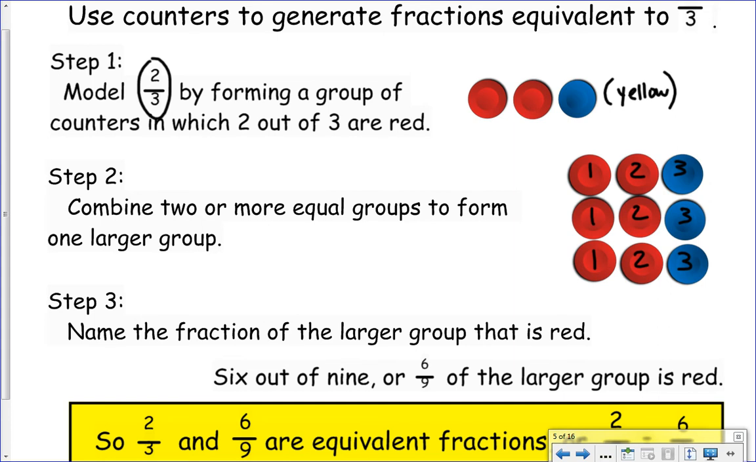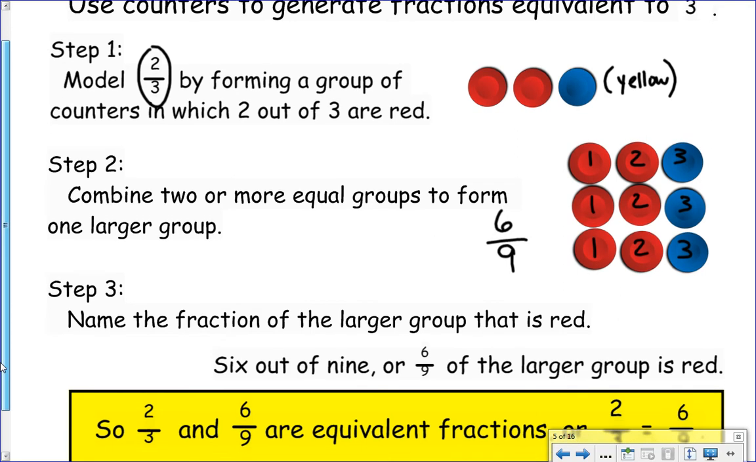But now I've got 1, 2, 3, 4, 5, 6, 7, 8, 9 total counters. And how many of those counters are going to be red? Got 1, 2, 3, 4, 5, 6 of those are red. So now I've just made an equivalent fraction.